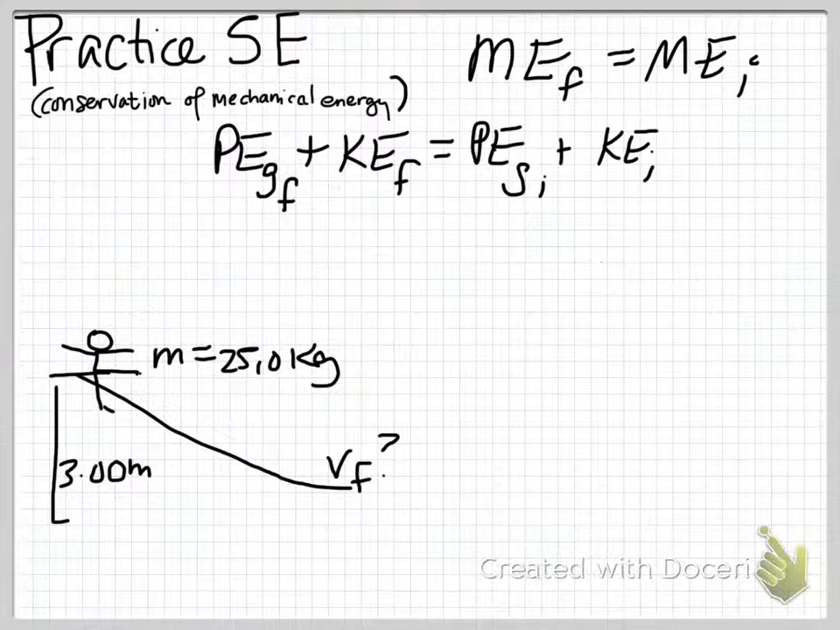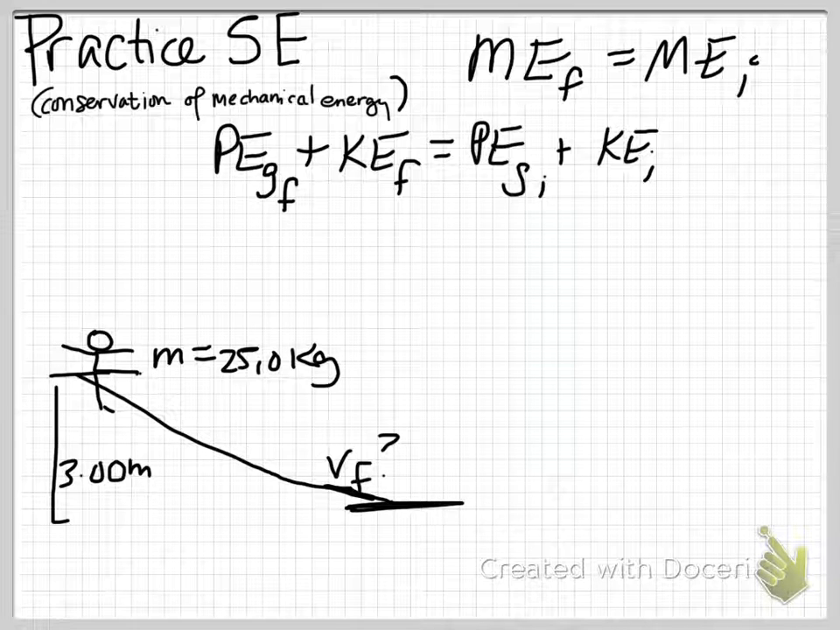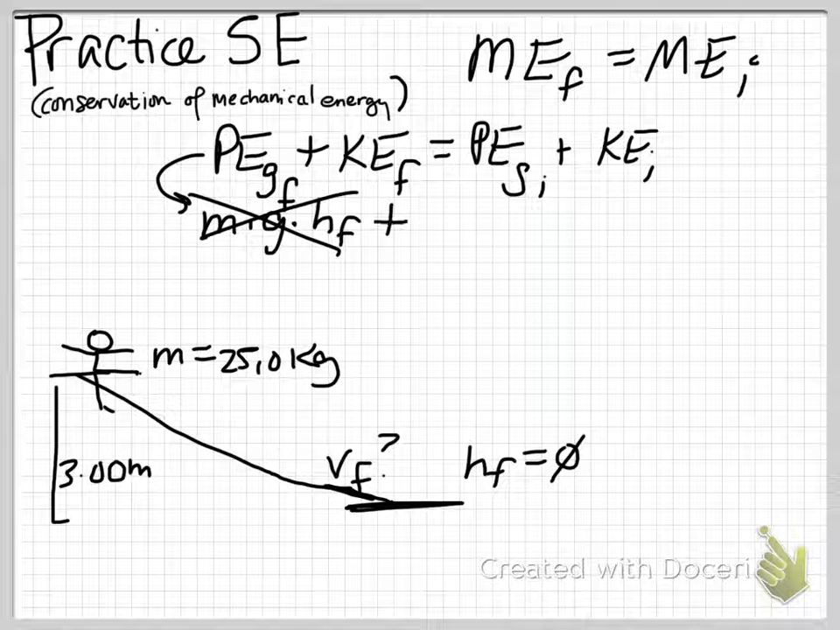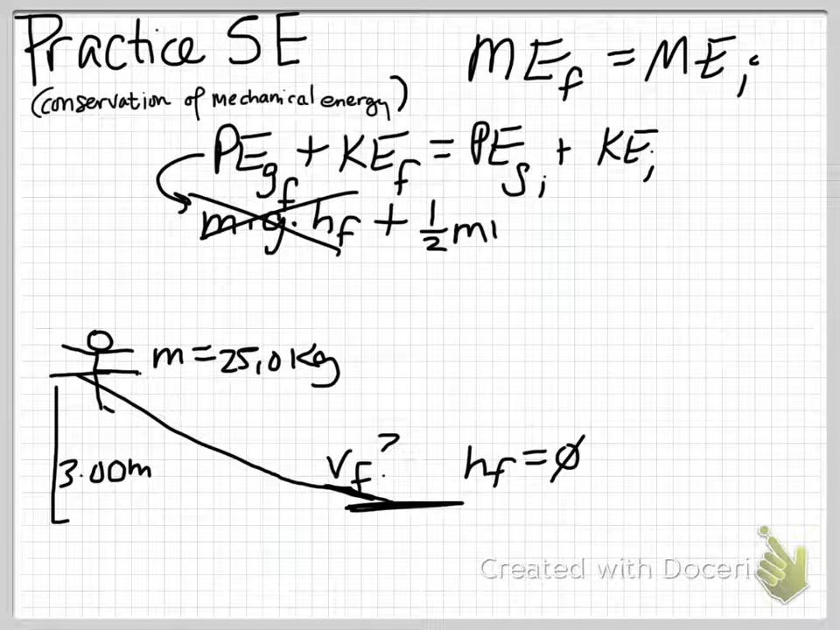Watch. We know that her final gravitational potential energy, we're going to assume that she lands on the ground. So her final gravitational potential energy is her mass times gravity times her final height. Well, that final height, h final, equals 0. So lo and behold, that goes away. Her final kinetic energy, we know, is 1/2 her mass times her final velocity squared. Okay, well that's good. We're going to need that because we're going to be looking for final velocity.